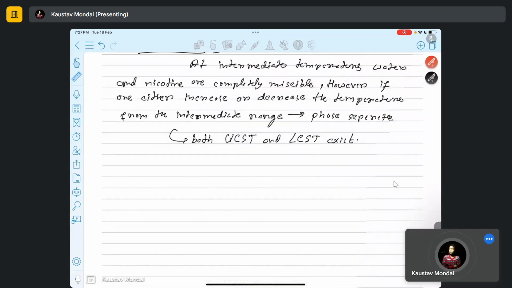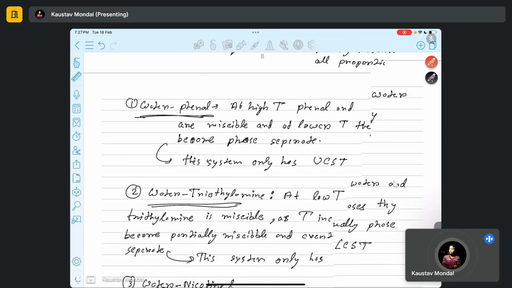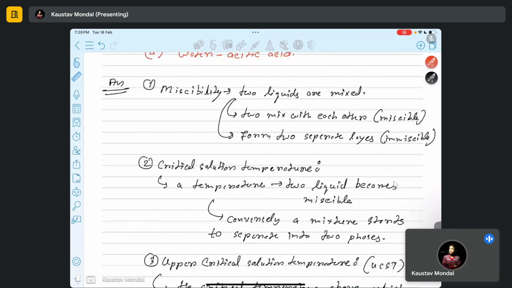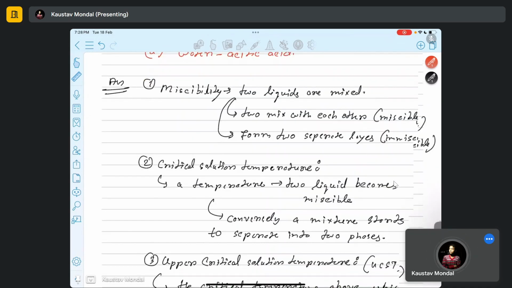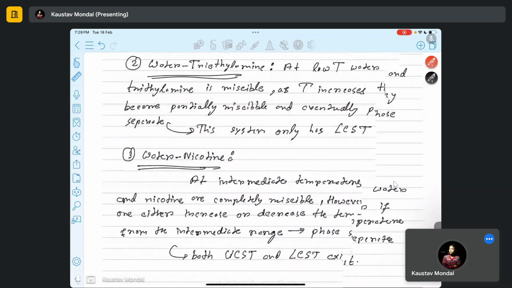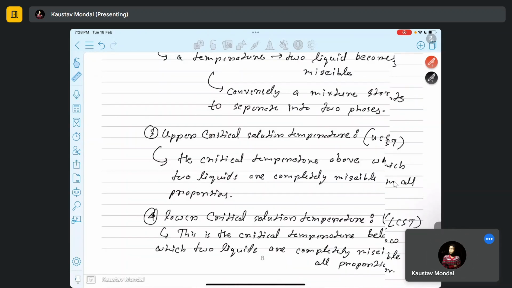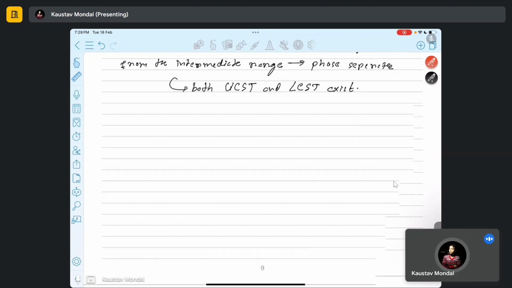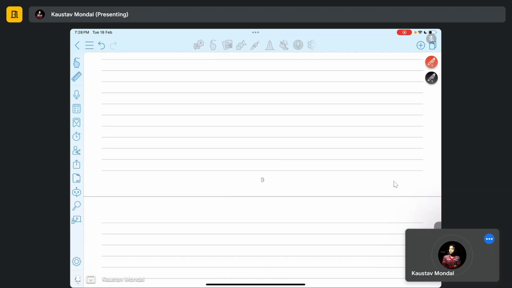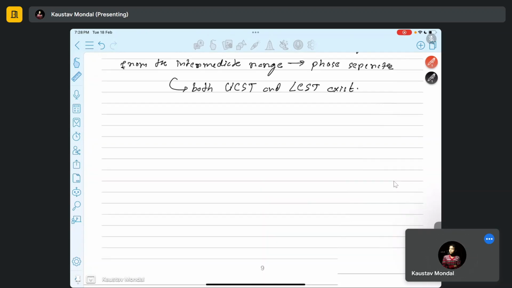Now comes option 4. But I don't think we have to check option 4, right? You already got the correct answer, that is water and nicotine. So the correct option is water-nicotine, option C. Okay, so this is it. Problem number 4 we have done. Now comes the very last problem, problem number 5.